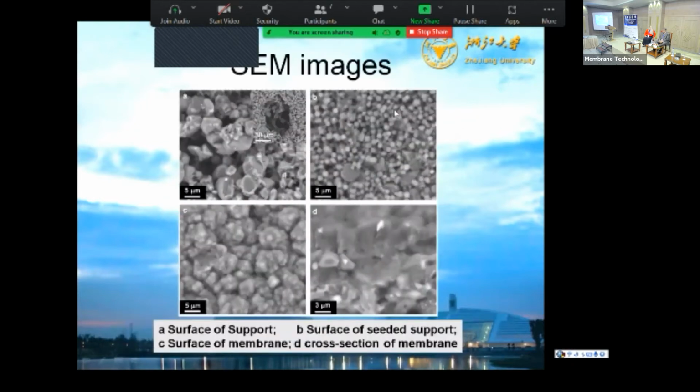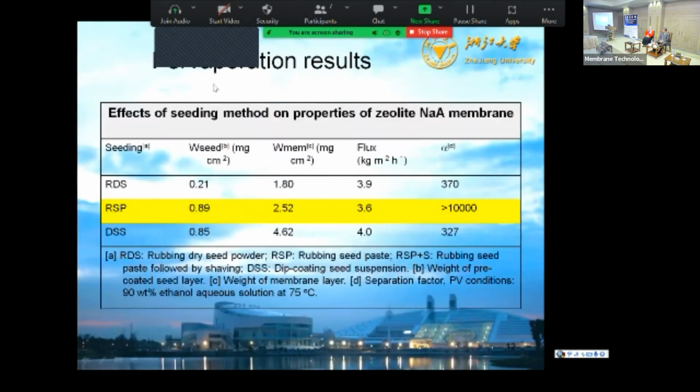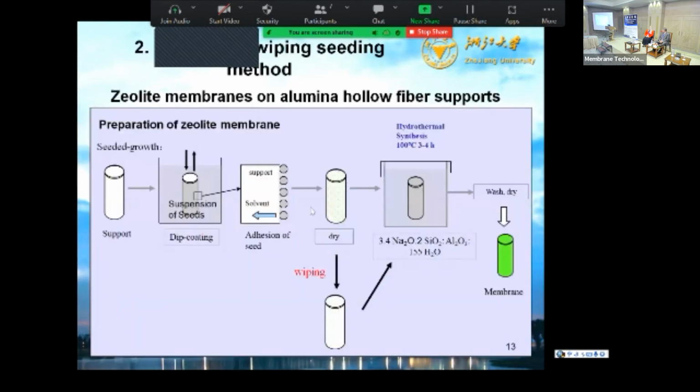This slide shows we can get a very uniform seed layer on a defective porous support, and we can get a very uniform continuous zeolite layer. And the membrane thickness is about 3 to 5 microns. And the membranes obtained by rubbing seed paste showed very high flux and high separation factor, higher than 10,000.